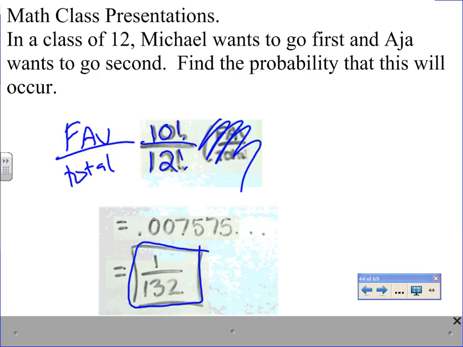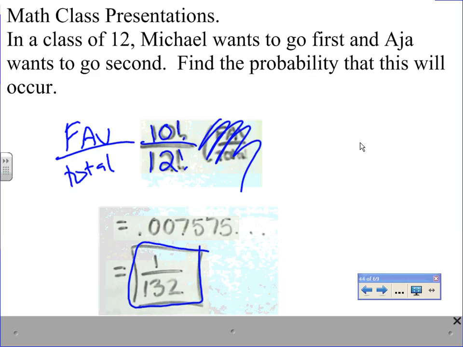Okay, because this is the title of these types of problems: theoretical probability when removing sample space. So those two people that go first and second, you're removing them from the scenario because they have to go in those spots. Therefore, there are 10 factorial ways to arrange everyone else that's left in the class. It's like the opposite of what you think. Does that make sense? Okay.